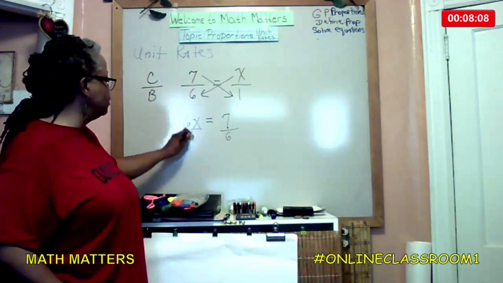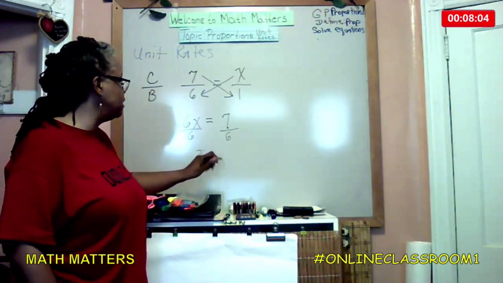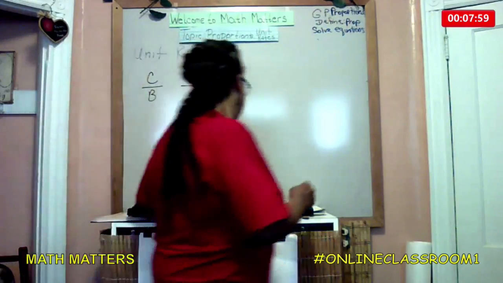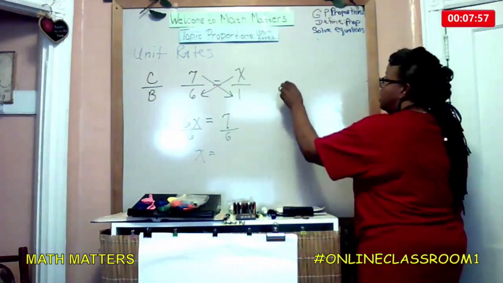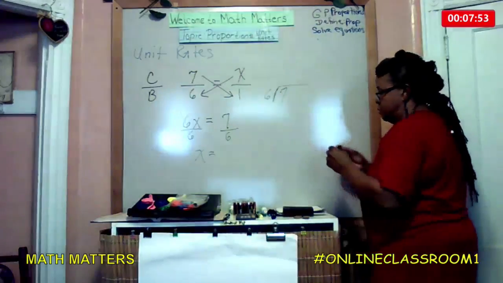These 6's will cancel. 6 over 6 is equal to 1x. We bring down the x all by itself. And now I have 7 divided by 6. I'll do that off to the side. 7 divided by 6.